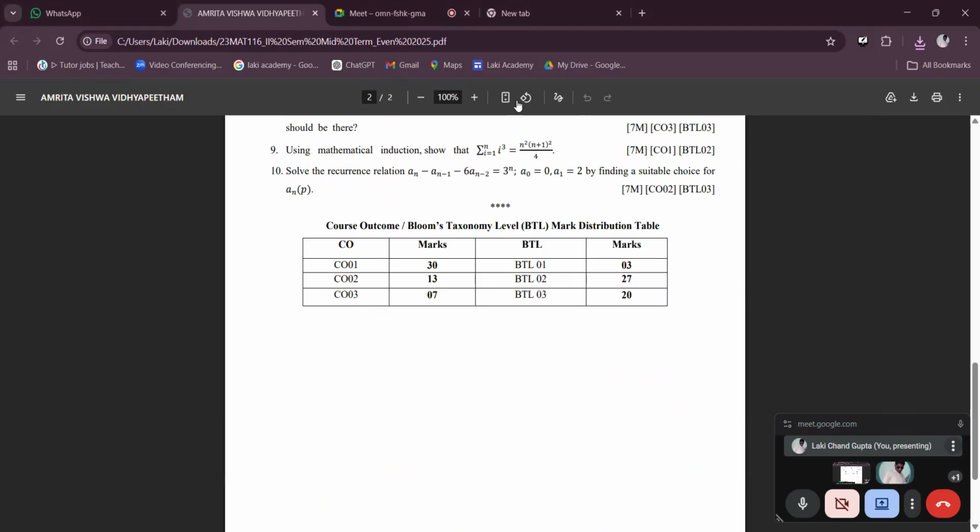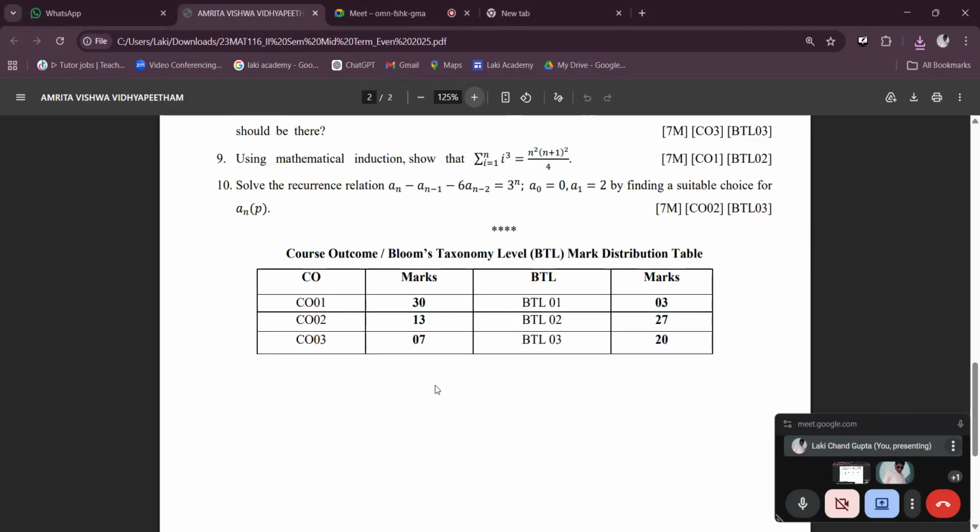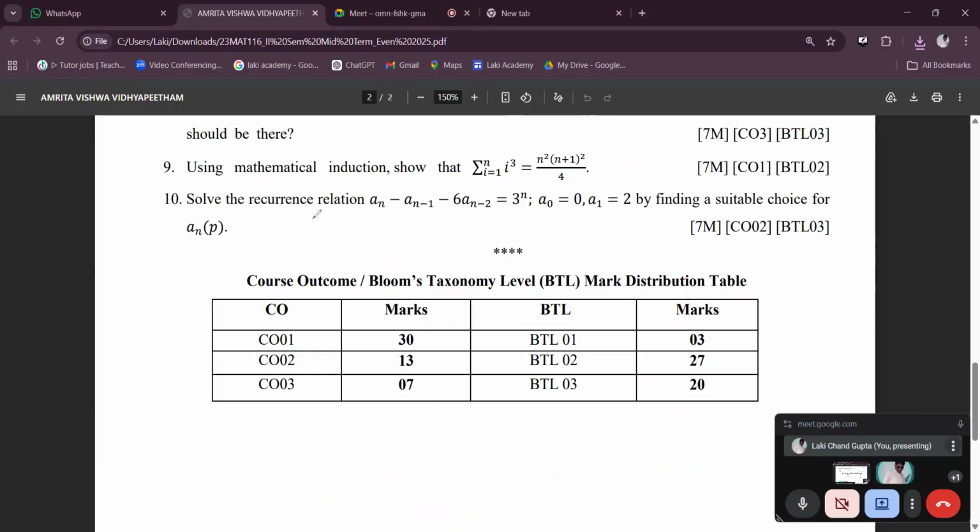In this type of problem, use weak induction. Weak induction means normal induction. If it is not given, if left hand side and right hand side both are given, always use normal induction. Okay. I tell you how to solve this.